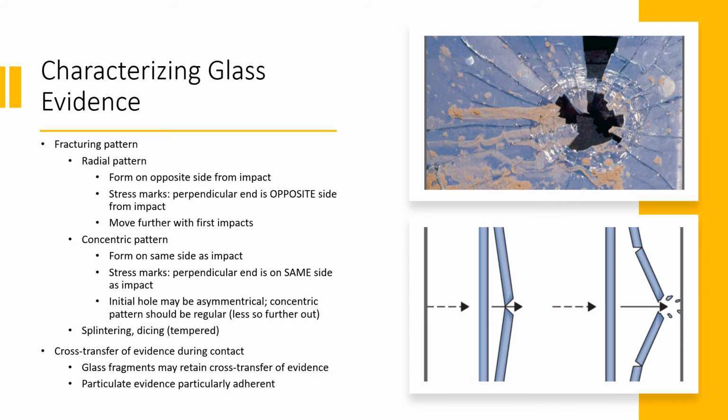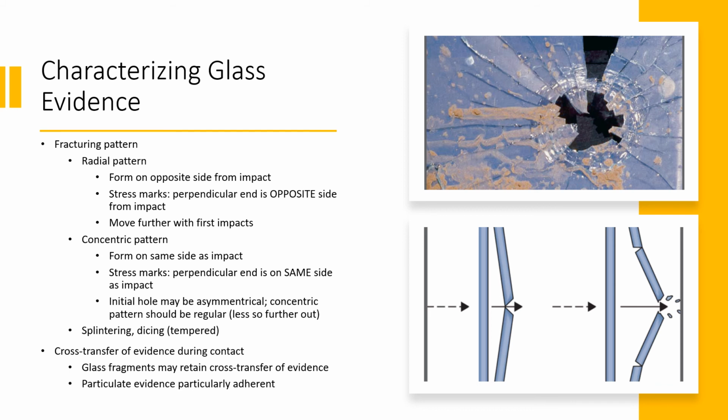Stress marks are going to be shown if you look at the pieces of glass sidelong. So if you look at the piece of the glass, and you see stress marks, they'll look sort of like this. For a radial pattern, the stress marks are perpendicular. The perpendicular on that side is on the opposite side from the impact, so it's on the cracking side. And on the concentric pattern, the stress marks are on the same side of the impact. So really, it's wherever the glass had to crack outward facing to is where the perpendicular part of those stress lines will be.